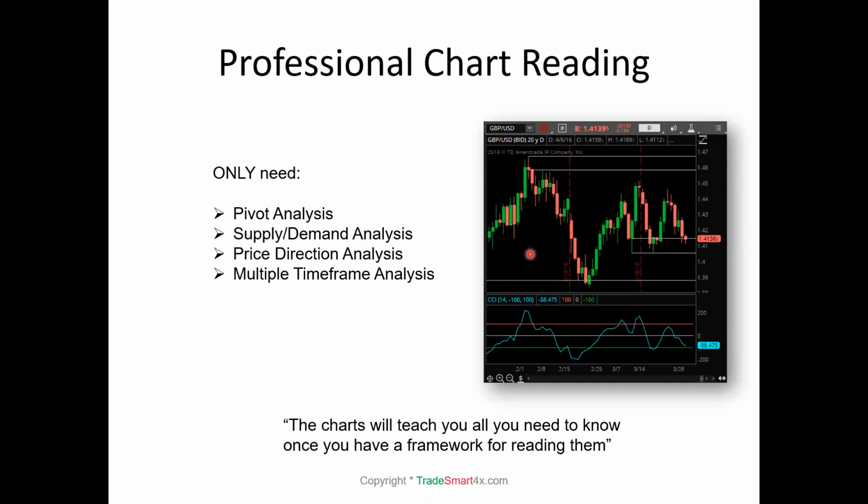And how do you read those market conditions? Well, you need three things. Pivot analysis is understanding the trend. I'm going to share with you how you can actually do that towards the end. Supply and demand analysis is understanding where those levels are, and understanding those levels in a very deep way, understanding when price is likely going to bounce off a level or when it is going to break through it. And price direction will tell you what direction price is moving in.